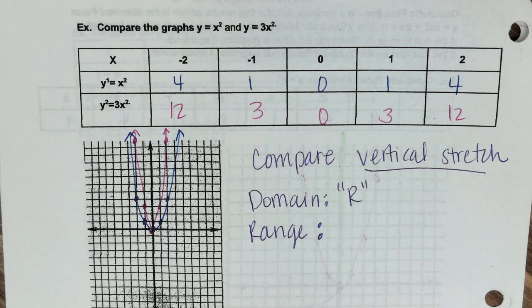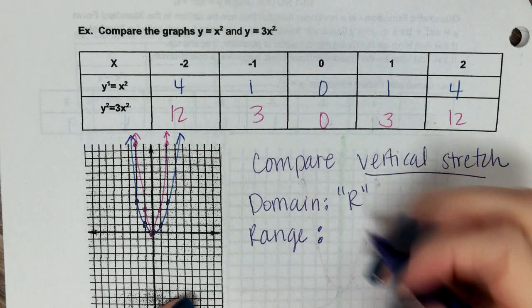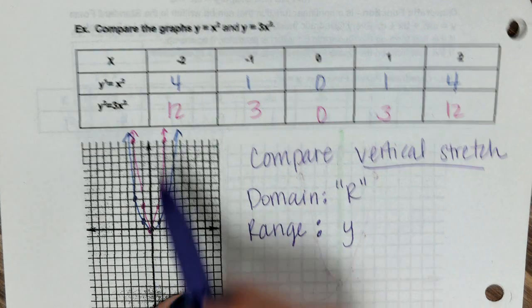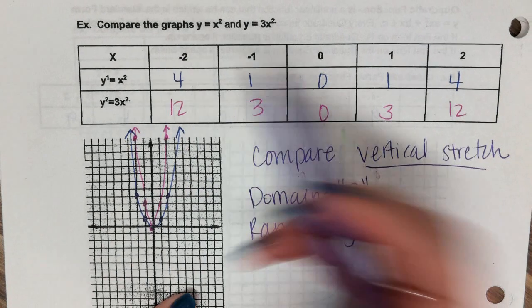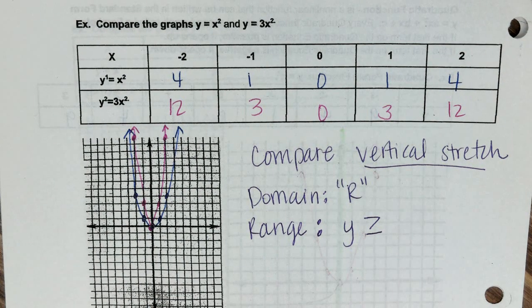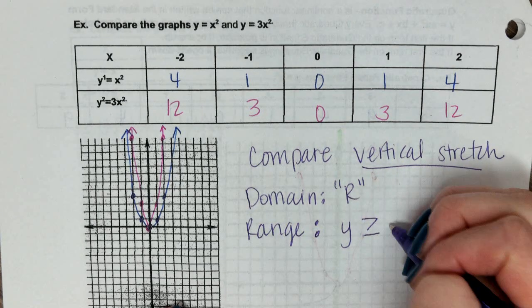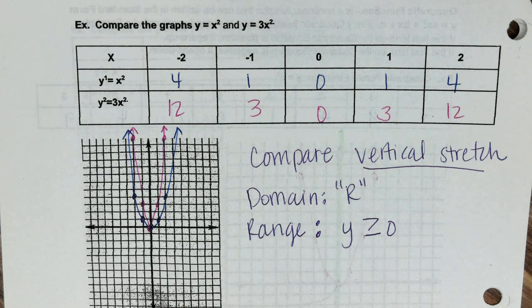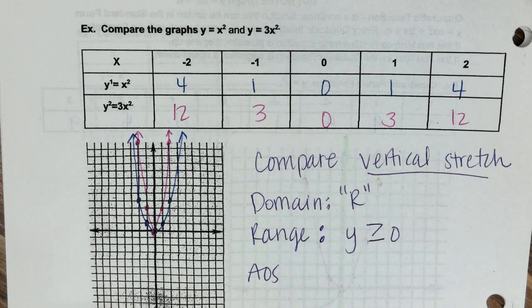Anybody? What is a range? The y value. Is there a lowest point or highest point? There is a lowest point, meaning all the other y's are going up, which is greater than or equal to. Because it's touching. And what is the lowest point it's touching at? 0. All right, let's find the axis of symmetry. So AOS, axis of symmetry.